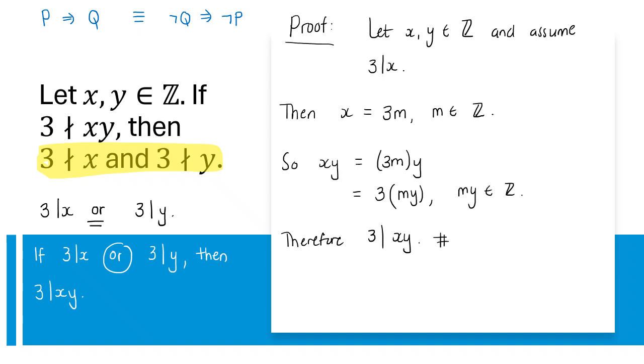We don't need to look at the case where 3 is a divisor of y as well, because the hypothesis was a disjunction. It says if 3 is a divisor of x, or if 3 is a divisor of y, then we will have this. So you could have assumed 3 is a divisor of y and shown this, or we could have done it the way we did, meaning assuming 3 is a divisor of x only. It doesn't require both of them to be true at the same time.